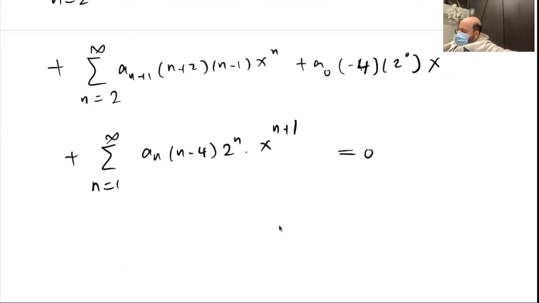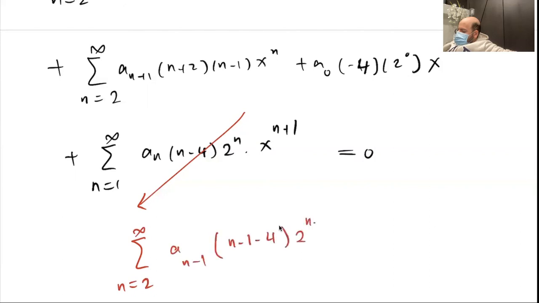So this sum is the same as sigma n from 2 to infinity of a n minus 1, n minus 1 minus 4, 2 to the power n minus 1, x to the power n. If I replace n with n minus 1, the starting index will be shifted 1 unit to the right, and then I'll have this.